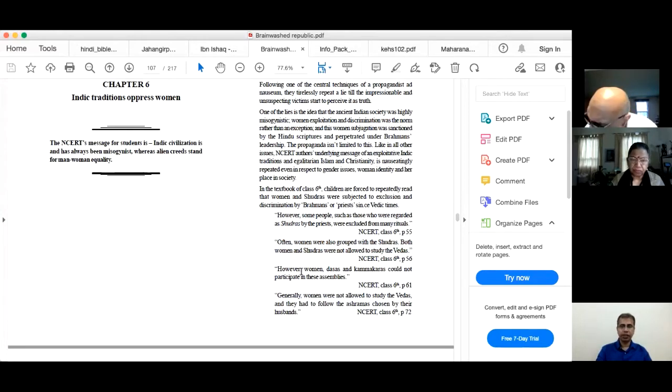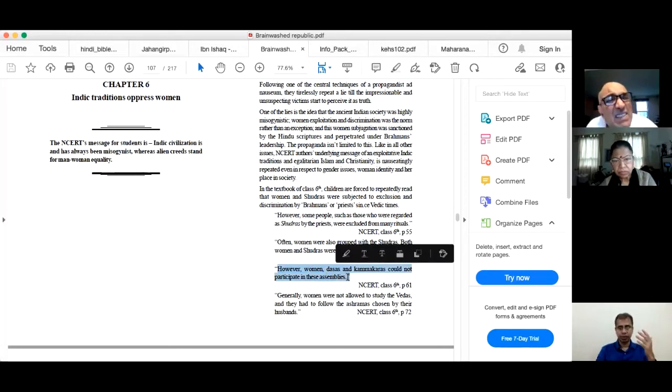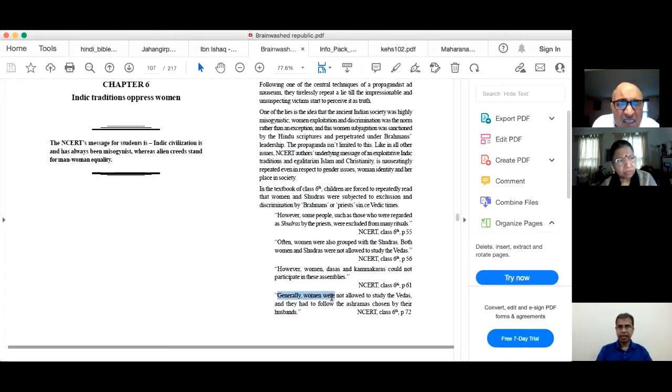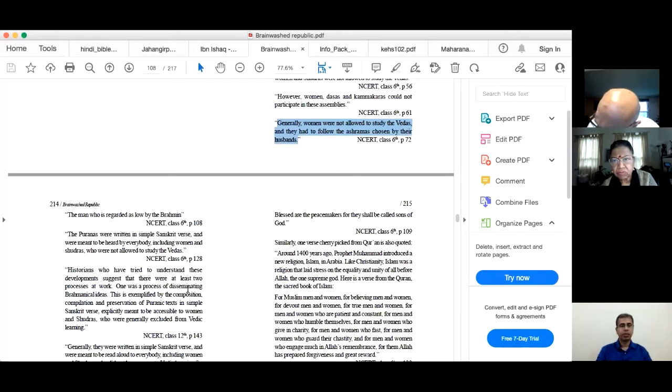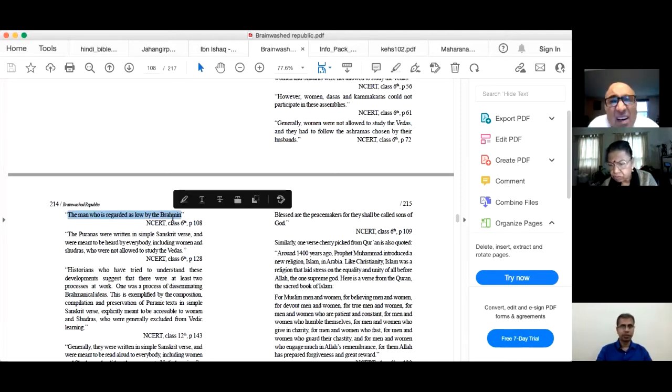Then on page 61, however, women, dasas and kamkas could not participate in these assemblies. They're talking about some assemblies which used to take place. Then on page number 72 of the same class 6 book, generally women were not allowed to study Vedas and they had to follow the ashrams chosen by their husbands. Then on page number 108, the man who is regarded as low by the Brahmin, they're talking of lower castes.